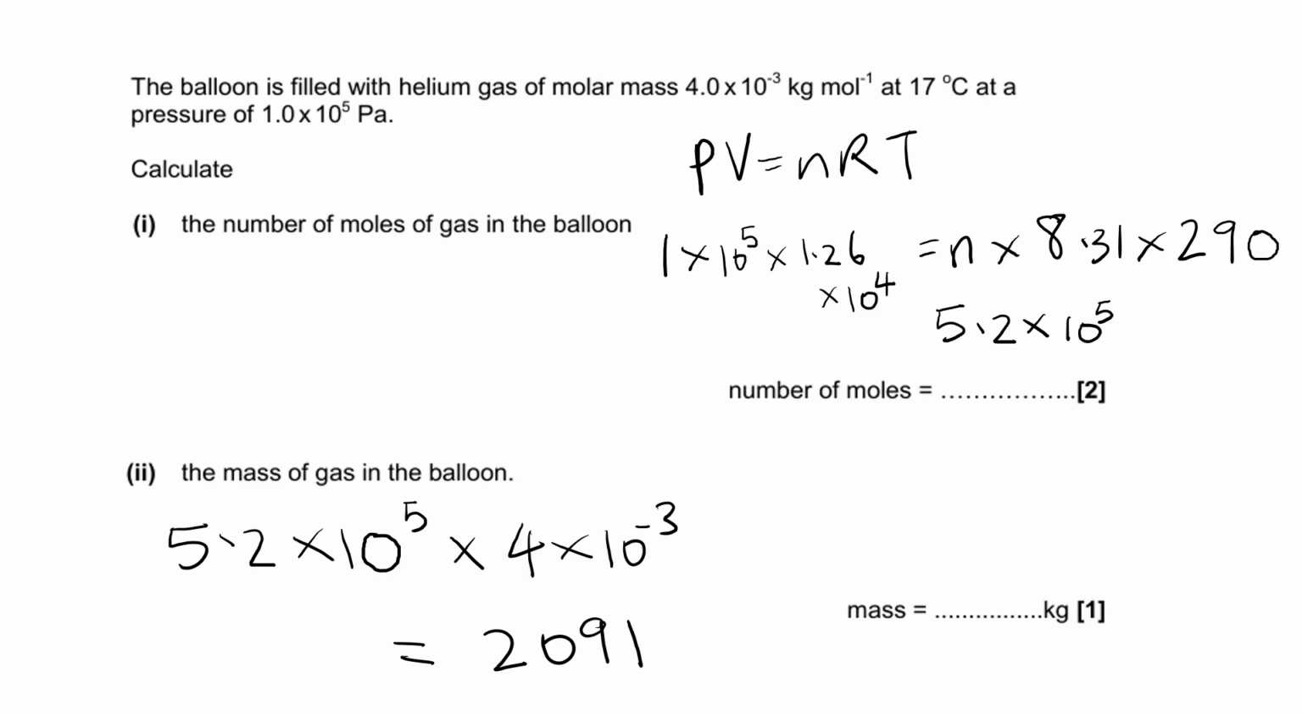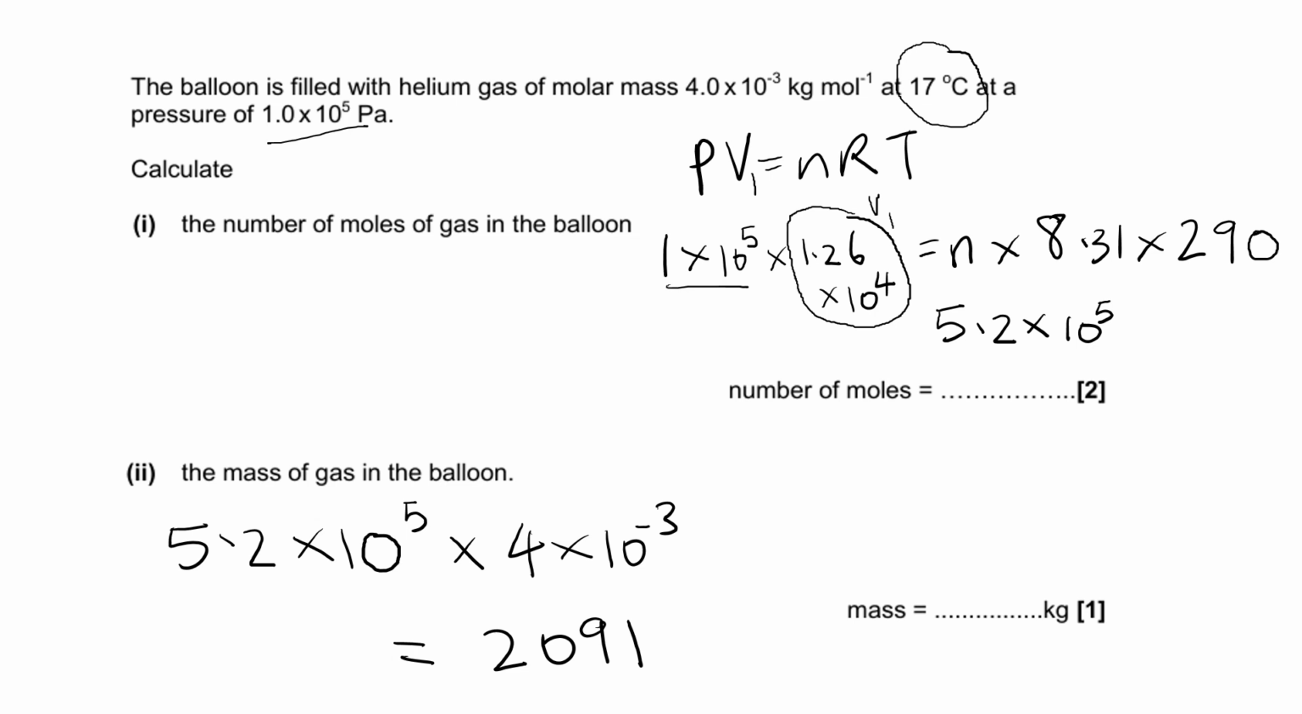Next question, calculate the number of moles of gas in the balloon. So here we're using PV equals nRT. Your pressure is this one here, and this volume is the one at the takeoff, right? So this is V1, the volume at the start, equals n times 8.31 times 290. Remember 290 at the start, 17 Celsius. This gives you an answer of 5.2 times 10 to the 5 moles.